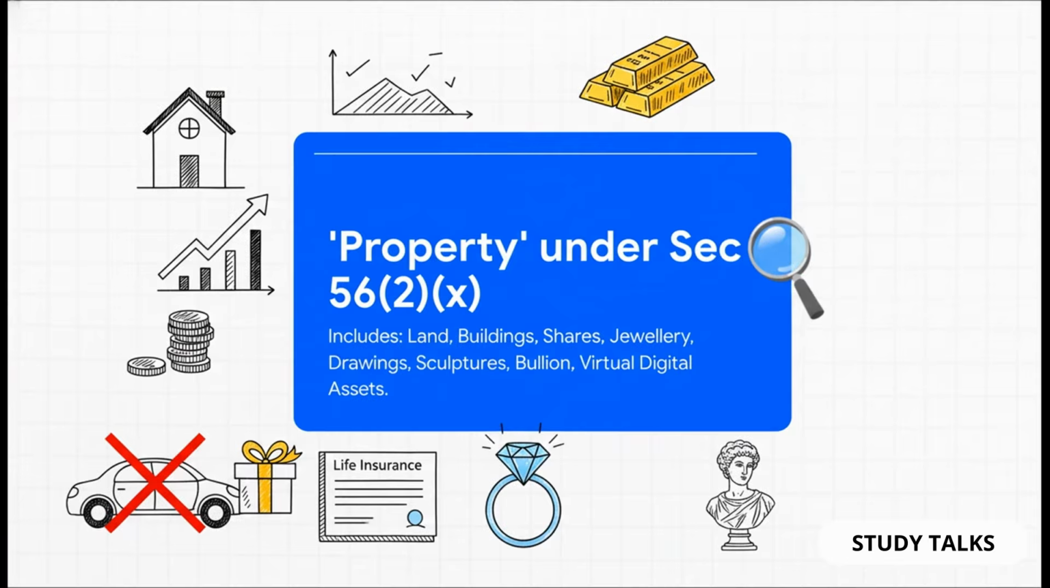So first things first, you have to know what the law even considers property for this section. It's a very specific, closed list. You see it on screen. Land, buildings, shares, jewelry, all that stuff. But honestly, the most important thing for you to remember for the exam is what is not on this list. The classic example, a motor car. Gifting a car is not taxable under this section. That's a trick question waiting to happen, so burn that into your memory.